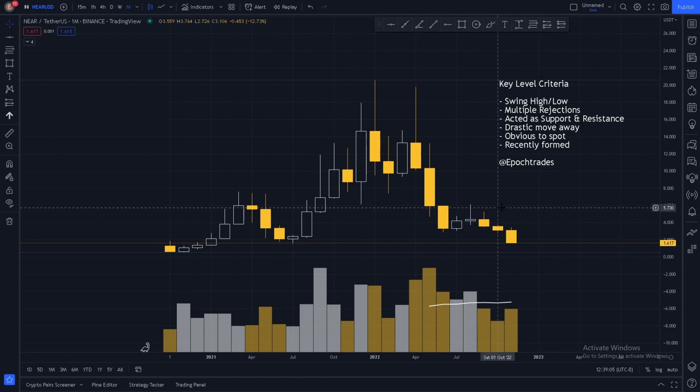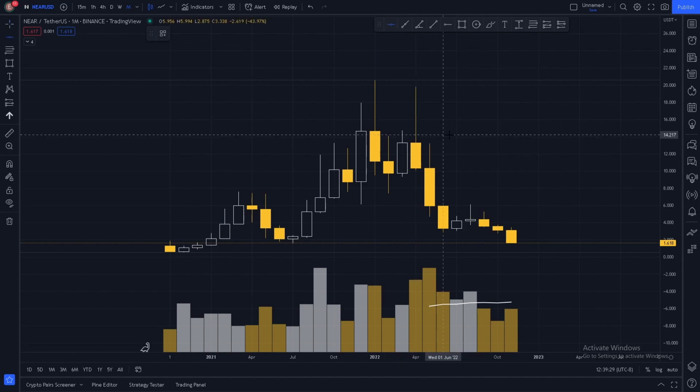Today we're going to be covering key levels on the monthly and weekly time frame for Near Protocol. So, as always, our key level criteria: we look for swing highs and swing lows, multiple rejections, acted as support and resistance, drastic moves away, obvious to spot, and recently formed. So, let's go ahead and hop right in.